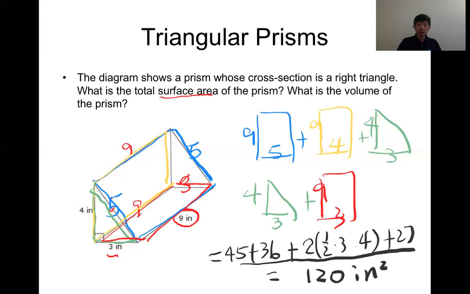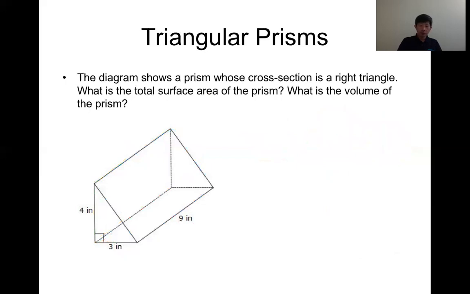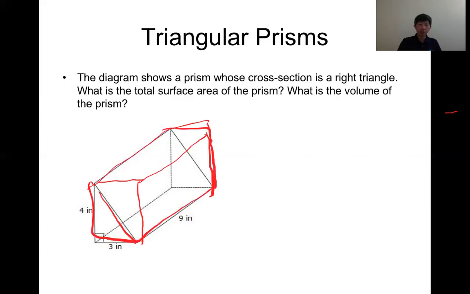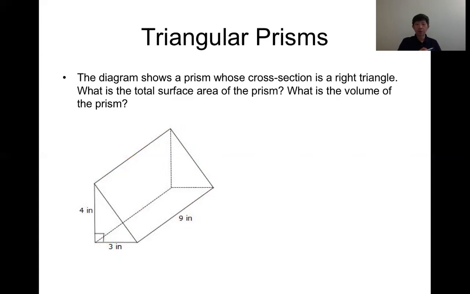Okay. Now what about volume? The volume is basically 1/2 of a rectangular prism. It is 1/2 of a rectangular prism, right? Because for the triangle, look, if I make this a rectangular prism, right? Like this, right? This is a rectangular prism like this. Let me draw it like this. But if I cut it in half, that will be a triangular prism, right?